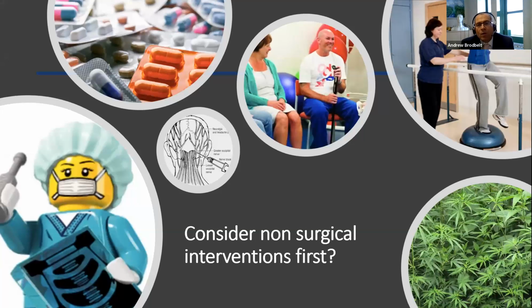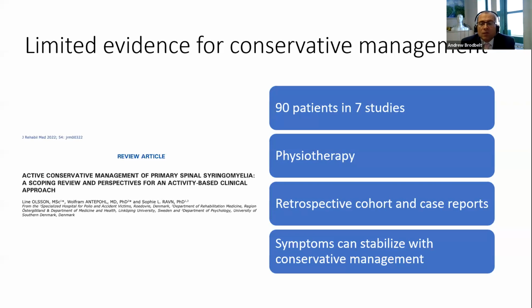Once we have a cause, we need to consider if they need surgery at all. Is conservative management an option with pain management, structured rehabilitation, injections, or drugs such as cannabinoids? Well, if we look in the literature, firstly, we don't know how to predict the natural history of a patient with a syrinx. This review article found 90 patients treated with a variety of physiotherapy approaches in 7 different studies. 3 of these were single case reports. They suggested that this approach can stabilize symptoms.